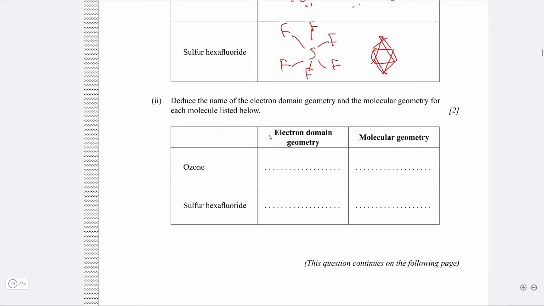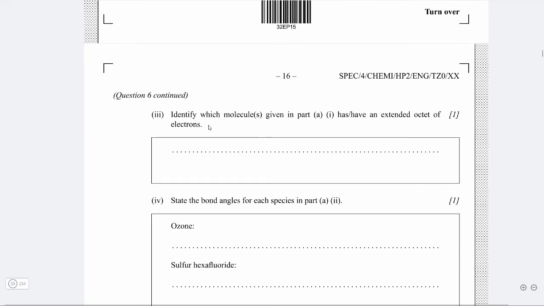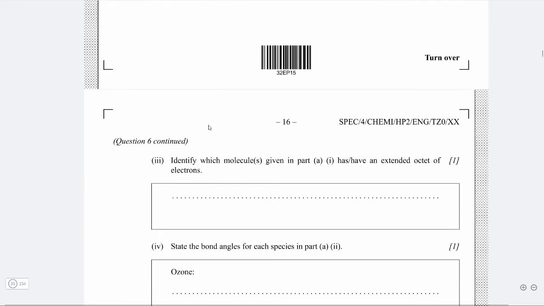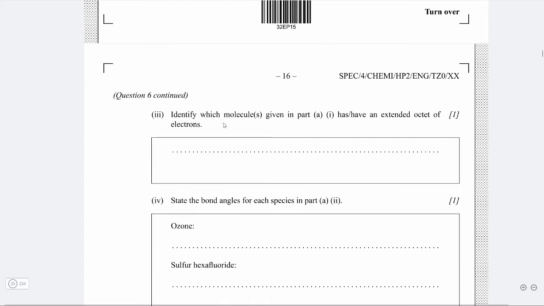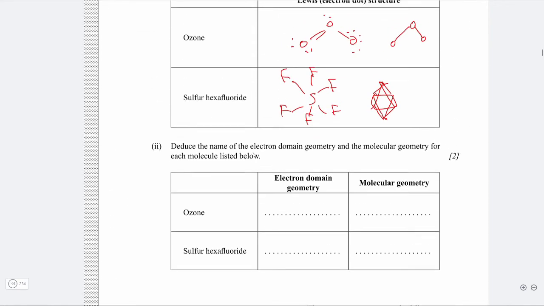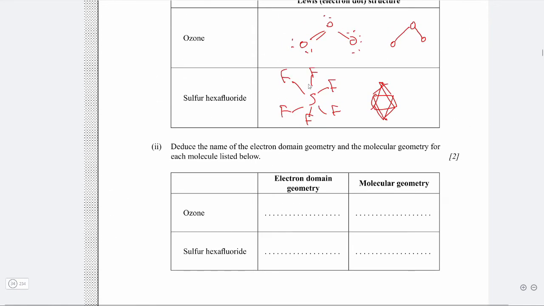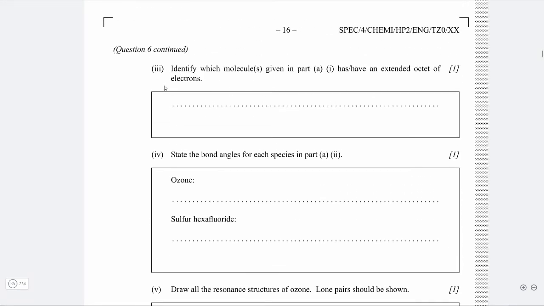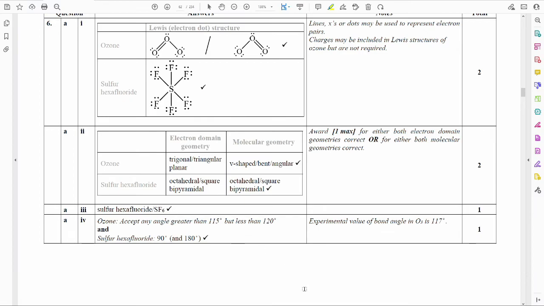Bond angles, I guess this question does not ask for bond angles. Oh, it does here. Identify which molecules given in part A1 has an extended octet of electrons. So it's pretty simple to see that this one has more than just 8, because it has 6 arms, which makes it 12 electrons. So the sulfur hexafluoride.